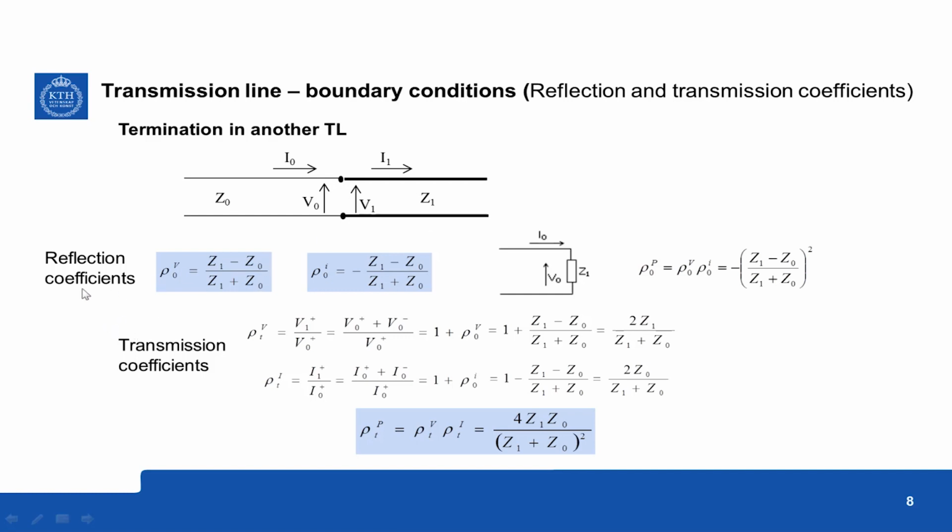Now, reflection coefficient. For defining the reflection coefficients, if these lines are quite long, we can consider it as termination in another impedance that is equal to the characteristic impedance of this line. Now here it is assumed that this line is quite long and not influenced by what is happening over here.